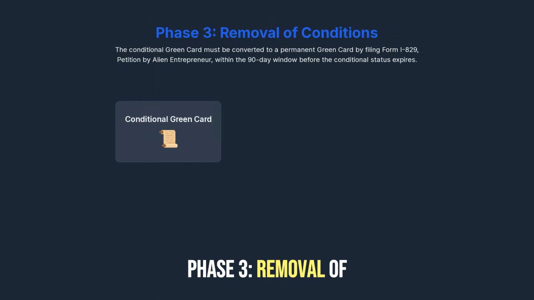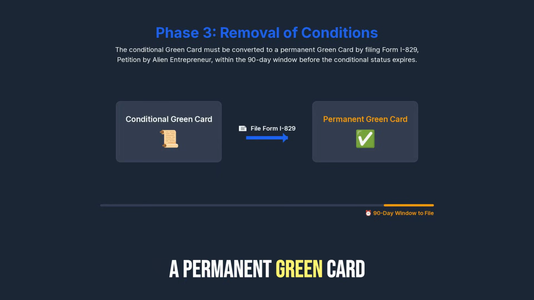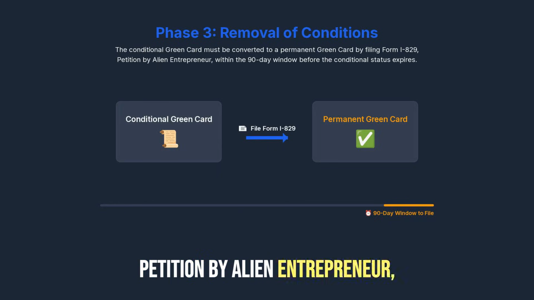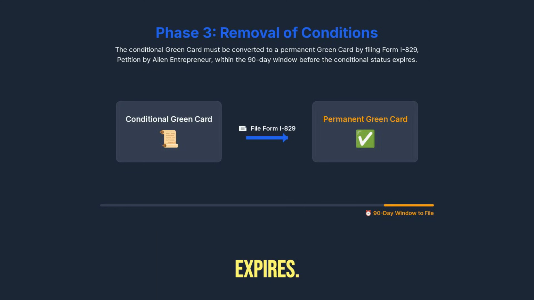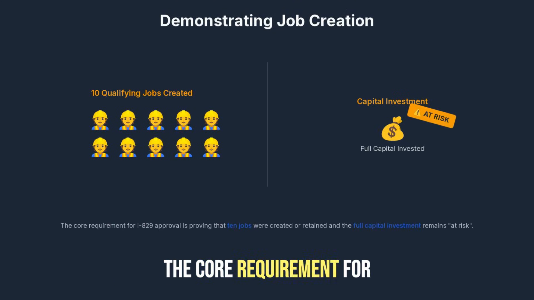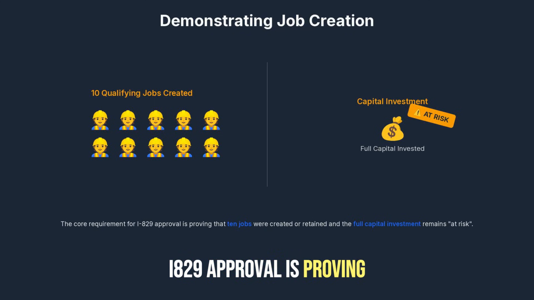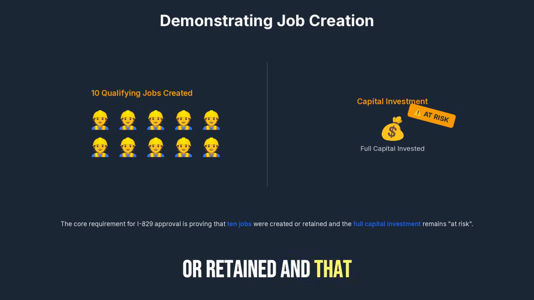Phase 3. Removal of conditions. The conditional green card must be converted to a permanent green card by filing Form I-829, petition by alien entrepreneur, within the 90-day window before the conditional status expires. Demonstrating job creation. The core requirement for I-829 approval is proving that the required 10 qualifying jobs were created or retained, and that the full capital investment remains at risk.